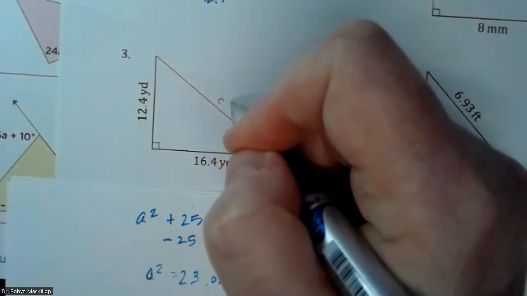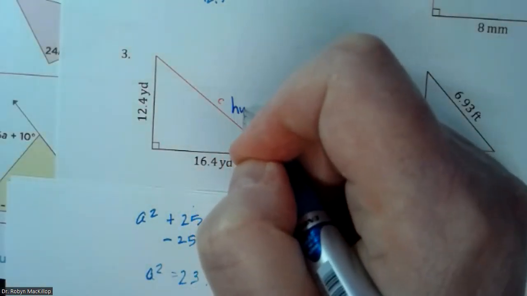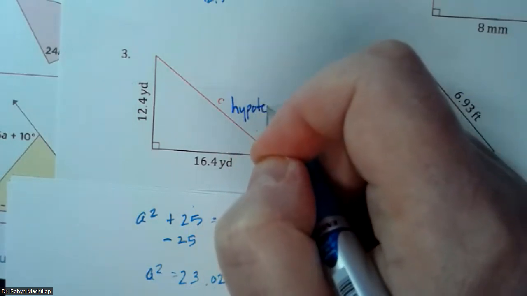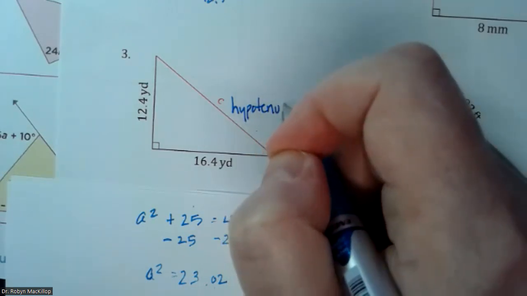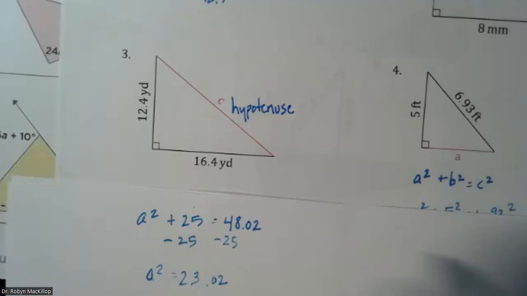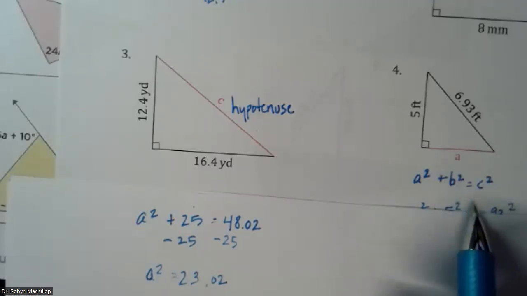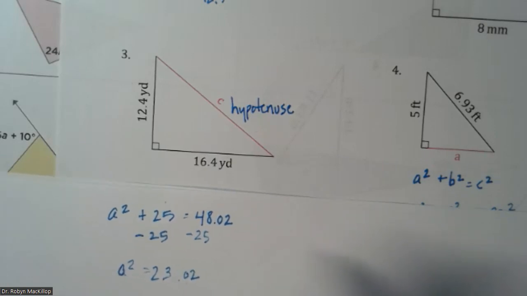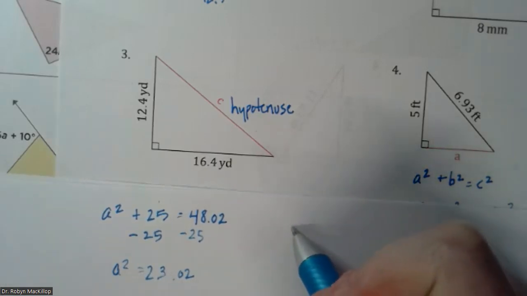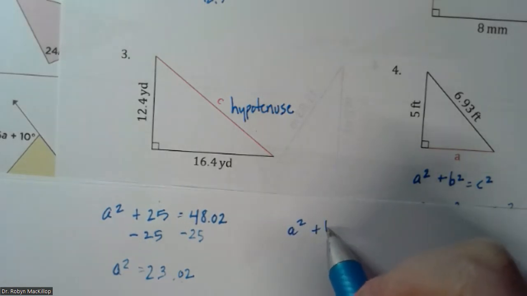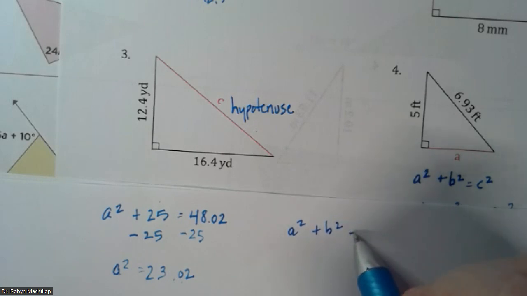And just so you know, this is called the hypotenuse, and that is the longest side of a triangle. So in the Pythagorean theorem, A squared plus B squared equals C squared, the hypotenuse is always C. All right, let's try this one. I'm going to write it just so you've got it. A squared plus B squared equals C squared.